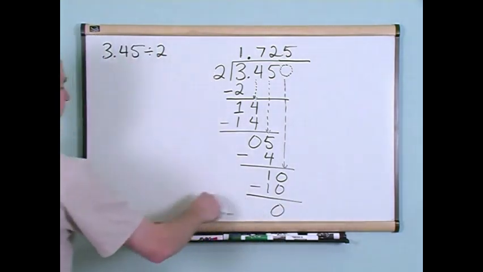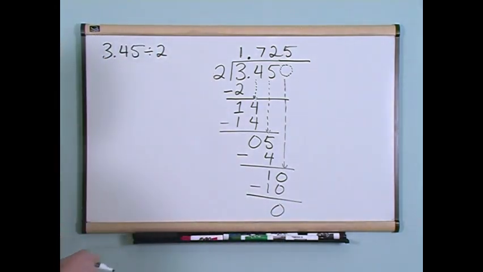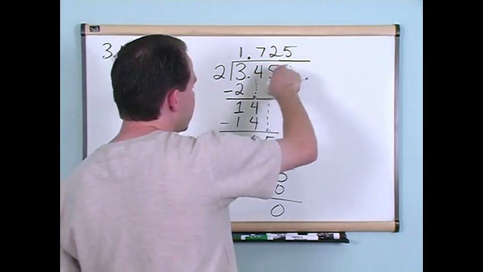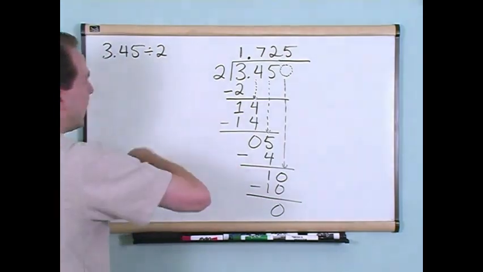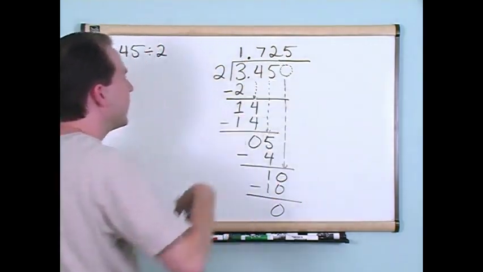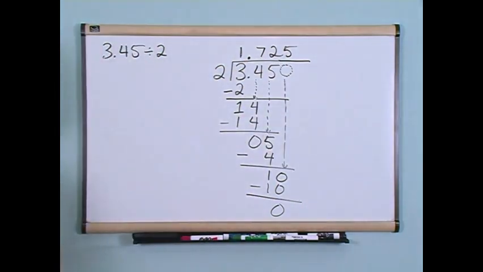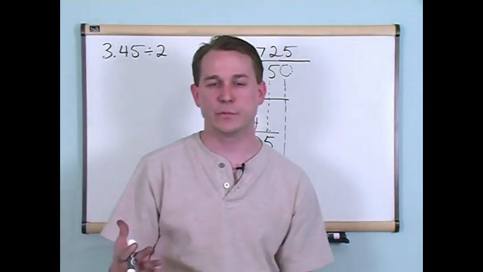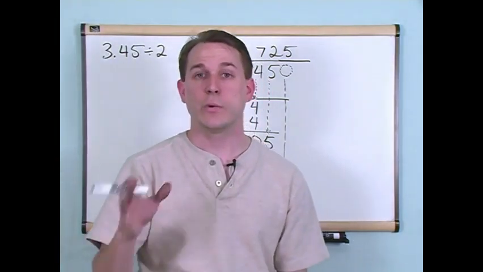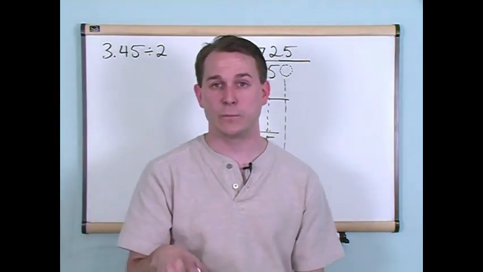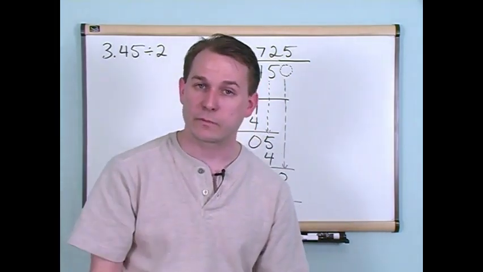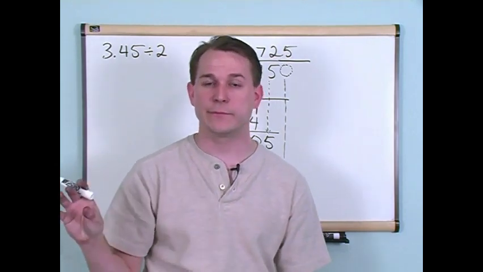And since you have nothing else left down here, and you have no more digits up here and nothing more to drag down, you're done. You've filled out as many digits as you can. The answer is going to be 1.725. Now this is quite a bit different than what we used to do when we were dividing regular numbers. With regular numbers, you could get down to a point where you couldn't divide anymore, you had what we call a remainder, and you wrote that remainder down in your answer.